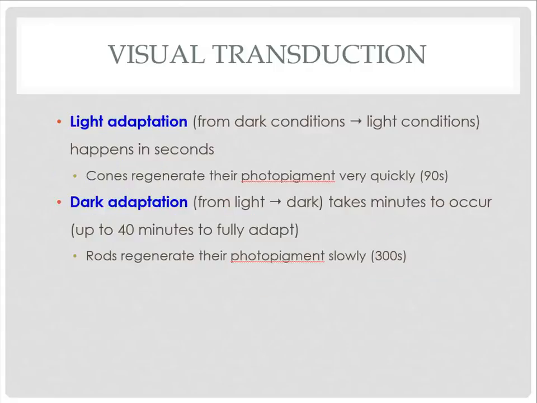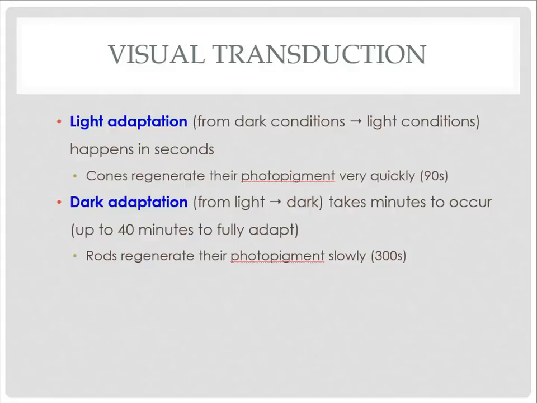The next concept we'll talk about is light adaptation and dark adaptation. What happens when we turn off the lights? How do our eyes respond? And what happens when we flip on the lights? How do we respond to that change in light? And all of this is related to how the photopigments of both the cones and rods respond to different changes in light settings.